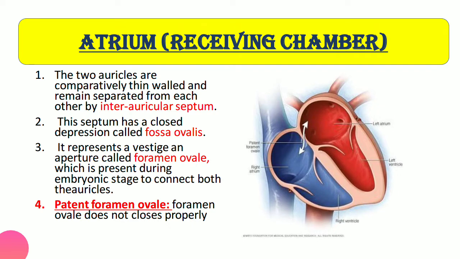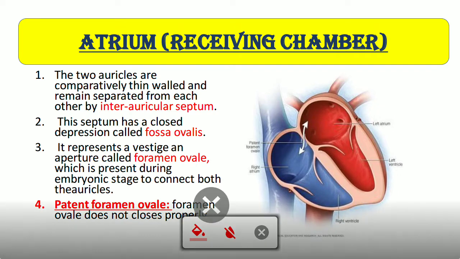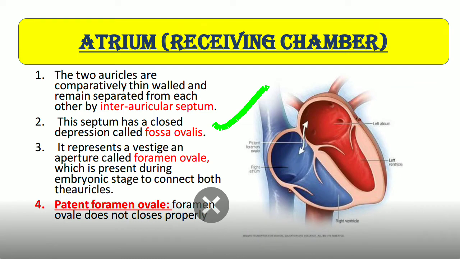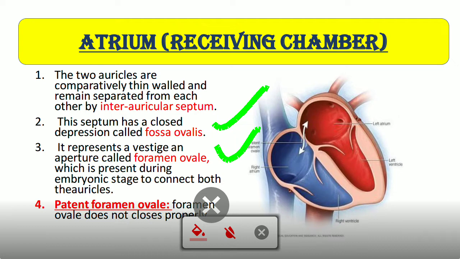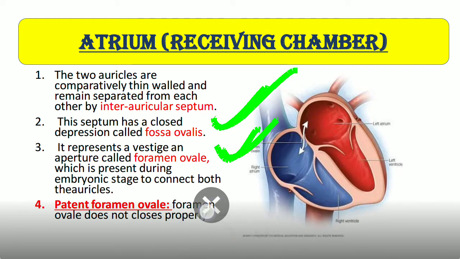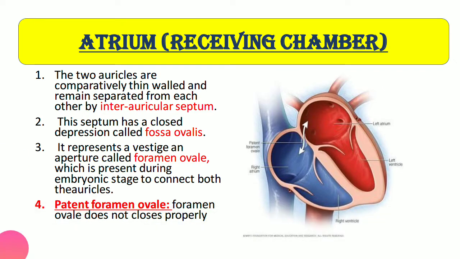Understood? So this is very important. So what is fossa ovalis? Fossa ovalis is a depression which is present in human beings. Foramen ovale is in the infants only. It is present in the embryonic stage. So foramen ovale in the embryonic stage, fossa ovalis in the adults. It is a depression, whereas mixing of the blood takes place in the foramen ovale in the embryonic stage. And when the foramen ovale does not close properly, it is patent foramen ovale.